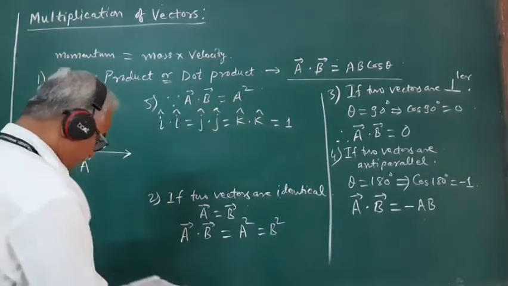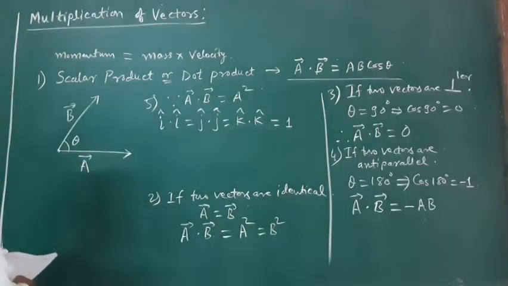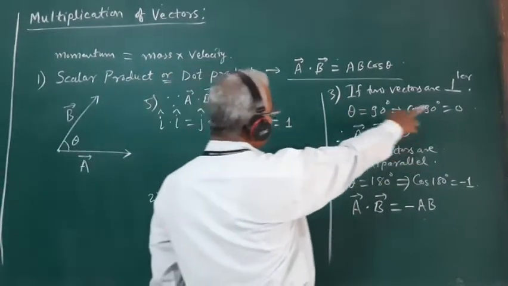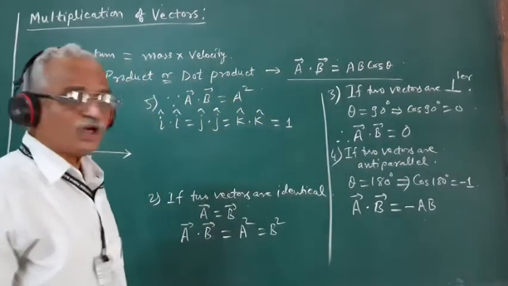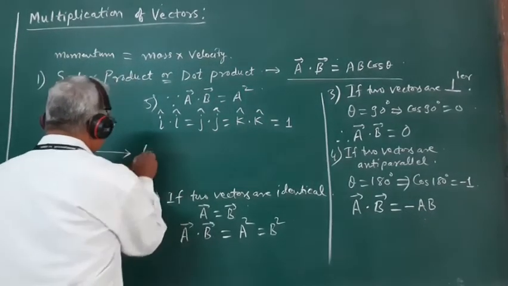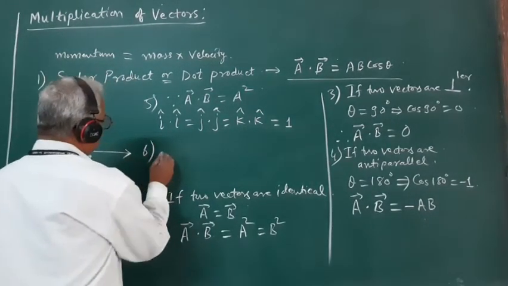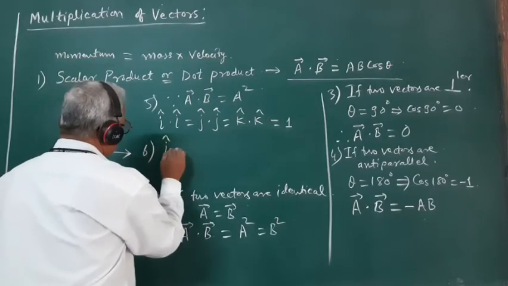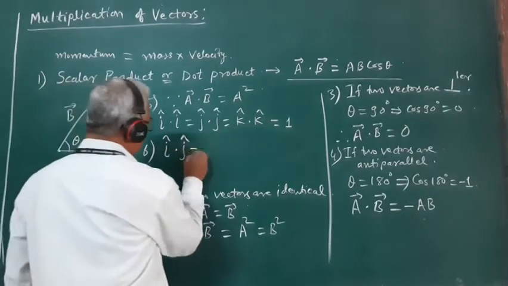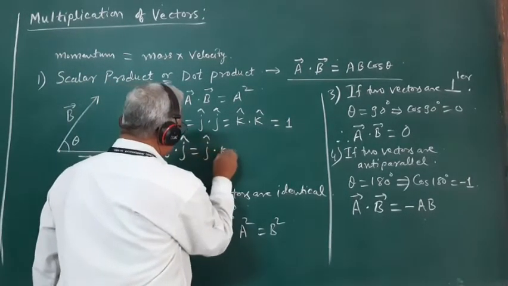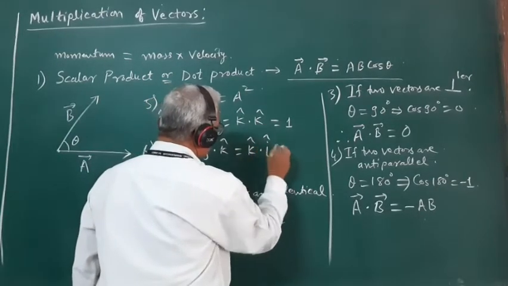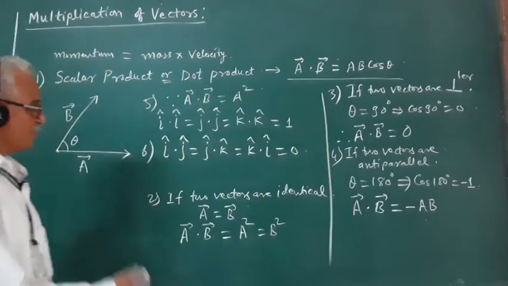From this identity, and then from this third identity, if the two vectors are perpendicular to each other, the dot product of the two vectors works out to be equal to 0. So what we can conclude is that the dot product of the unit vectors i dot j, or j dot k, or k dot i will be equal to 0.